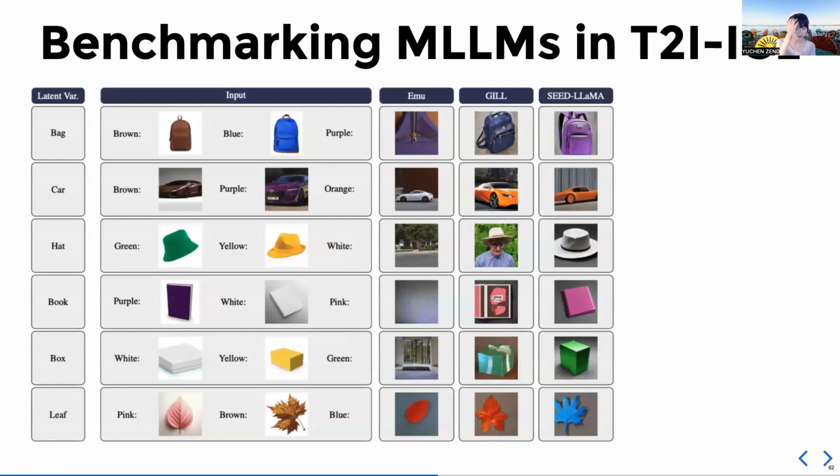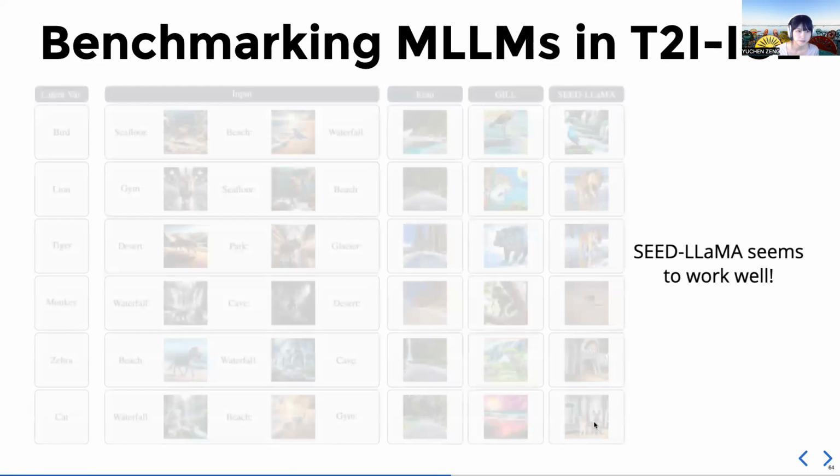So here are the examples from the color task. We found that SEED-LLaMA seems to work very well. And actually SEED-LLaMA has generated the correct image for all 6 examples shown here. Like for the first one, it generated a purple backpack. In the second example, it generated an orange car, etc.